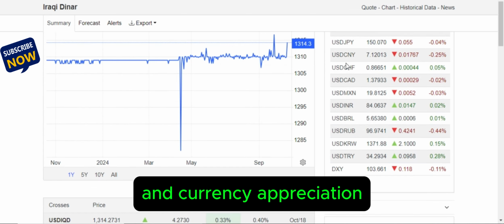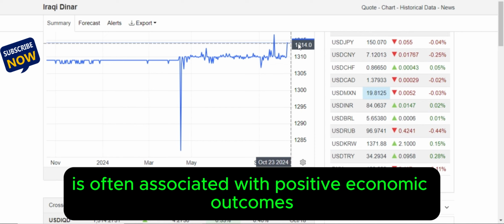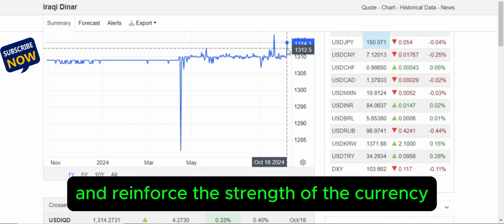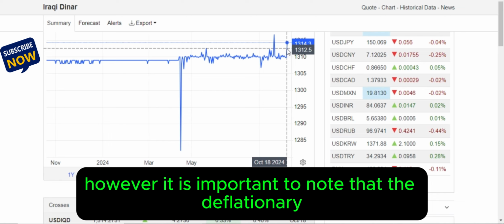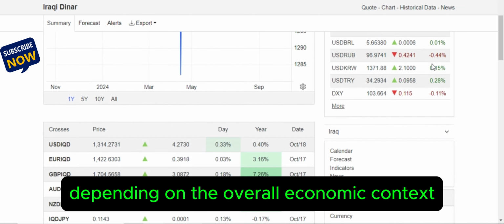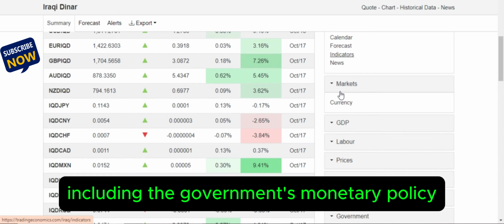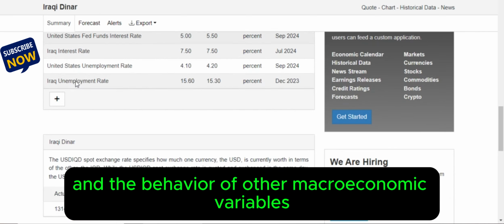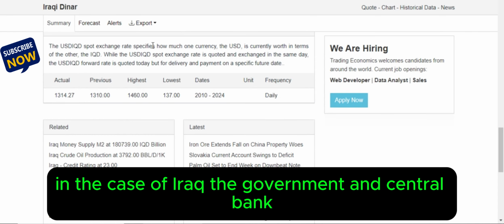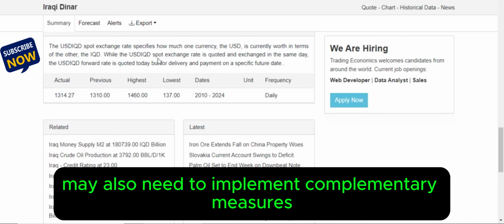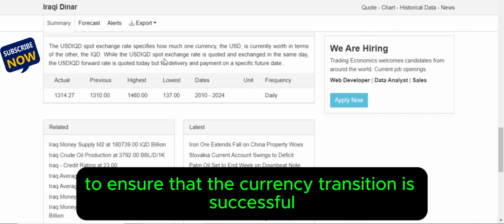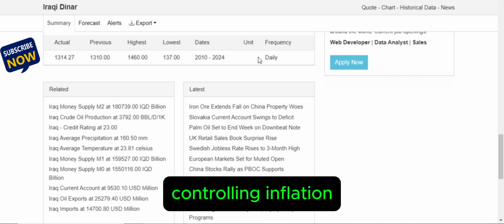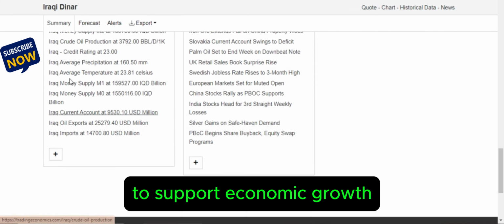This process of deflation and currency appreciation is often associated with positive economic outcomes, as it may help to stabilize prices and reinforce the strength of the currency. However, it is important to note that the deflationary impact of redenomination can vary depending on the overall economic context, including the government's monetary policy, the level of public debt, and the behavior of other macroeconomic variables. In the case of Iraq, the government and central bank may also need to implement complementary measures to ensure that the currency transition is successful. These measures could include tightening monetary policy, controlling inflation, and encouraging investment in productive sectors to support economic growth.